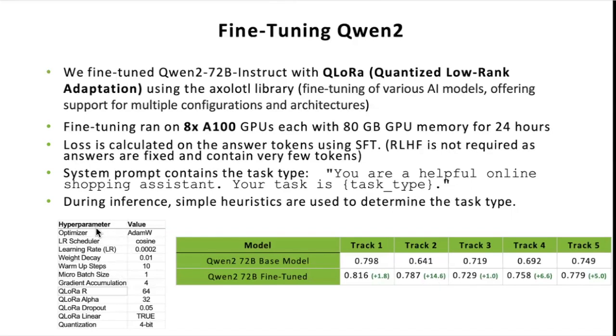And these are all their hyperparameter configurations. I think the most important ones are the quantization. They use 4-bit quantization in their LoRA fine tuning. And also the hidden dimension, the rank of the QLoRA, is 64. So these are the key parameters there.